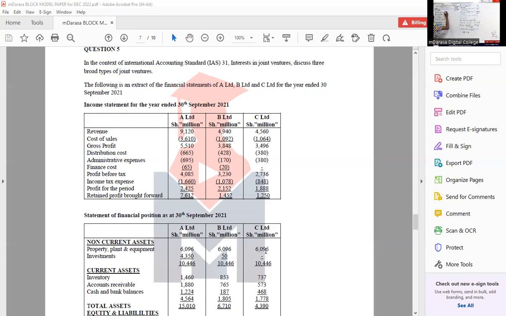665 plus what? Plus 428 times 9/12. Admin expenses, 695 plus 170 by 9 over 12. I'm just taking the way they are. 65 finance cost plus 20 by 9 over 12.